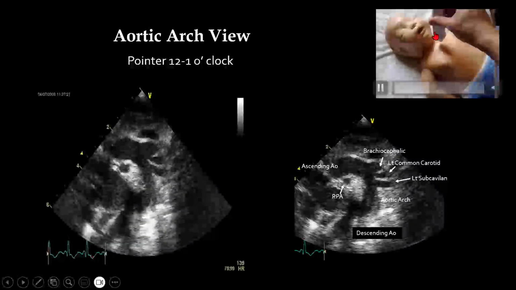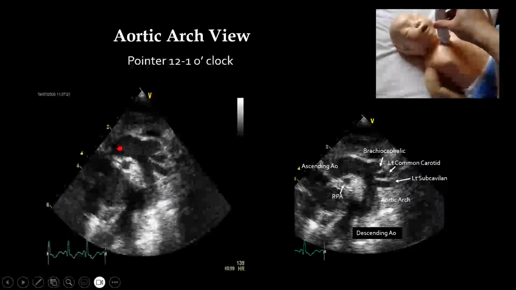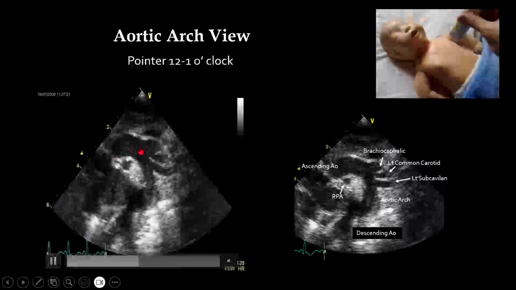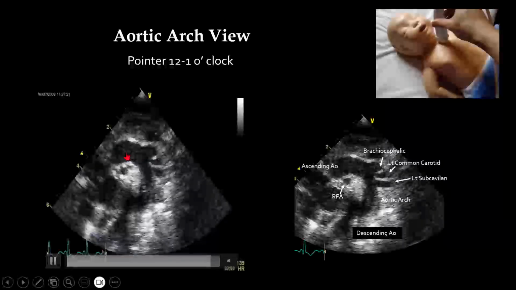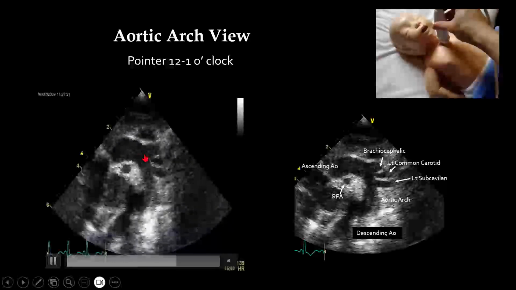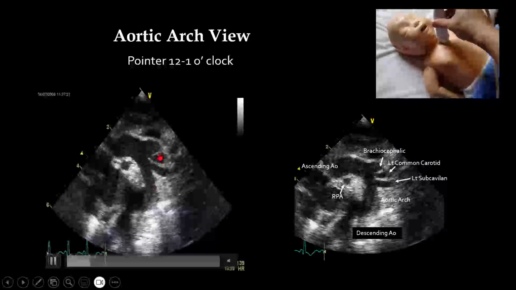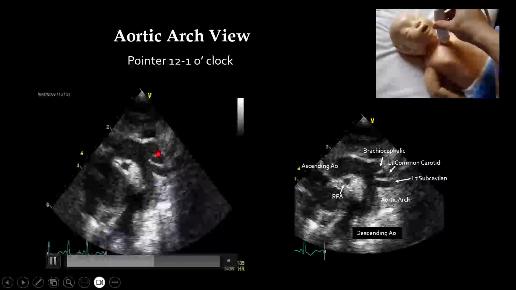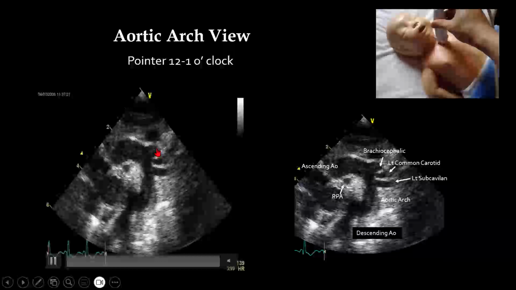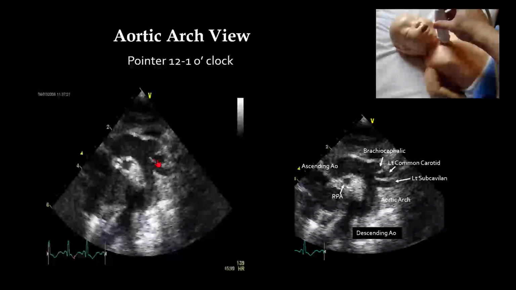Pointer again pointing at 12 to 1 o'clock position. Probe orientation marker here. This is the ascending aorta. This is the isthmus. This is the transverse aortic arch, and this is the descending. Ascending, transverse, and descending arch. And these are the three branches of the aorta, 1, 2, and 3.